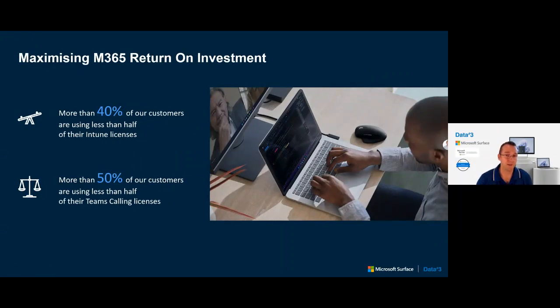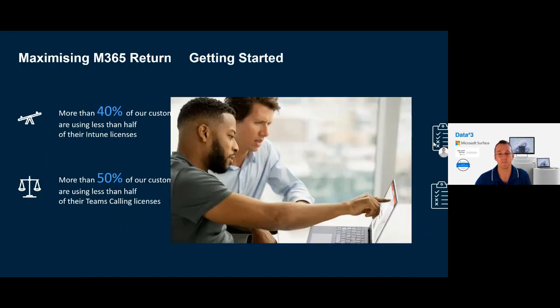So M365 E3 and E5 suites have a lot to offer, but the paid functionality, there's quite a lot of it that's being left on the table. What we've found is that more than 40% of our customers are using less than half of their Intune licenses, and more than 50% of our customers are using less than half of their Teams calling licenses. And Teams calling is one of the few non-security related products that are in the E3 to E5 step up and can be easily implemented. So there's a lot of functionality that's being left on the table there within those E3 and E5 suites.